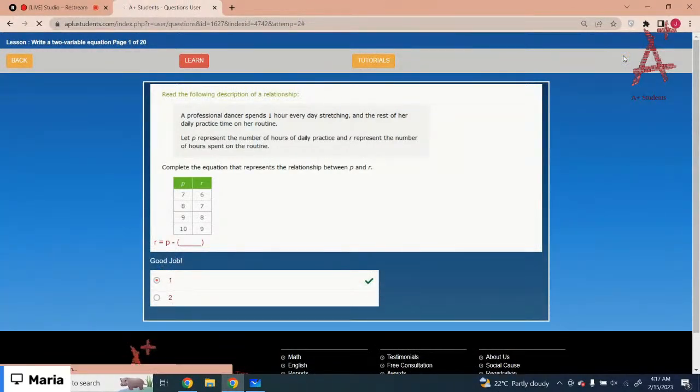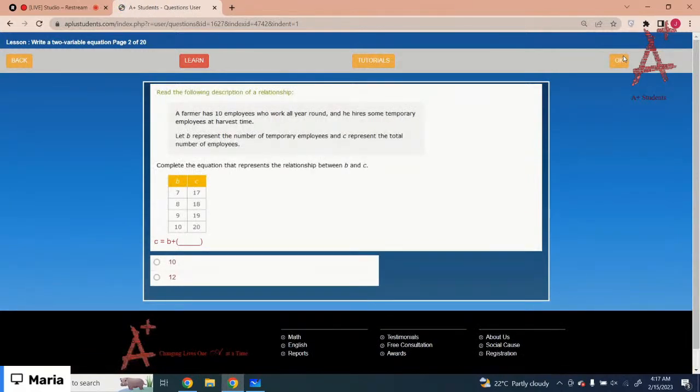Okay. The next one is: a farmer has 10 employees who work all year round and he hires some temporary employees at harvest time. Let B represent the number of temporary employees and C represent the total number of employees. So here is the relationship between B and C. B is 7, 8, 9, 10 and C is 17, 18, 19 and 20. So to each value of B you are adding some number to get C. C equals B plus what number? 7 plus what number is 17?